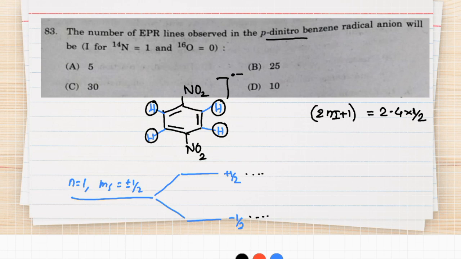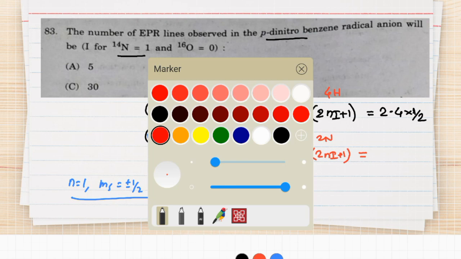There are 2 kinds of active nuclei, mentioned as 14N and hydrogen. So this nitrogen is also active. That means 2nI plus 1 for the 4 hydrogen, and for the 2 nitrogen you have another equation, 2nI plus 1. In this way you can solve this equation.